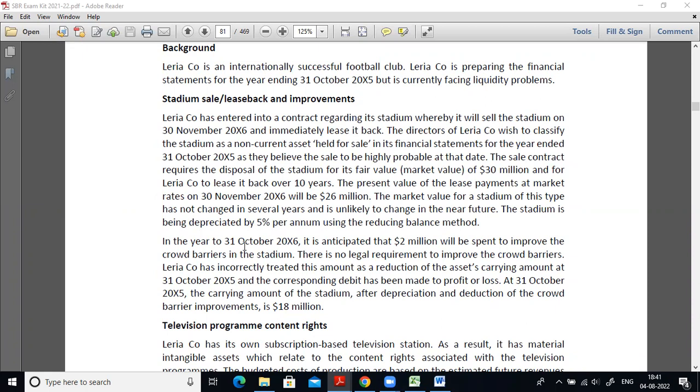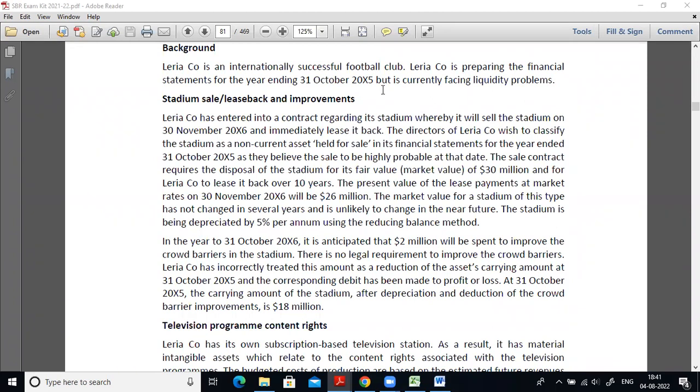Now, what do you think? What should be the carrying amount, participants? How much amount do we need to recognize? Because at 31st October 2005, they showed it as 18 million. Is it right to consider it as 18 million, or do we need to add this improvement of 2 million to that? Add. Very good. Perfect. Now let me do it in Excel sheet.